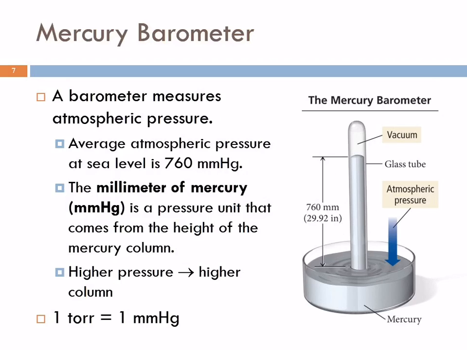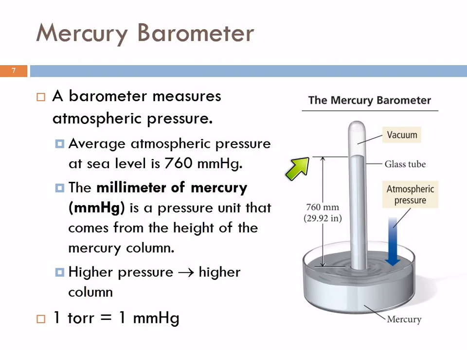With mercury, most of the mercury will stay in here, but you will get a vacuum forming up here if the tube is long enough. And the reason for that is that mercury is a lot more dense than water. The density of mercury is about 13 times larger than water, and so it's much heavier.